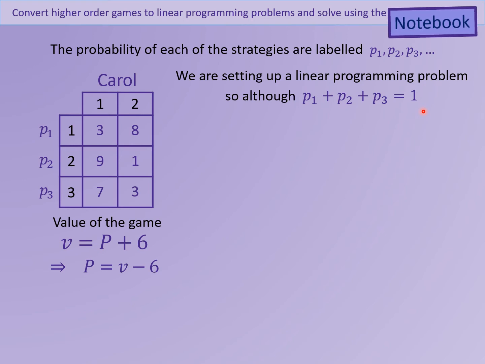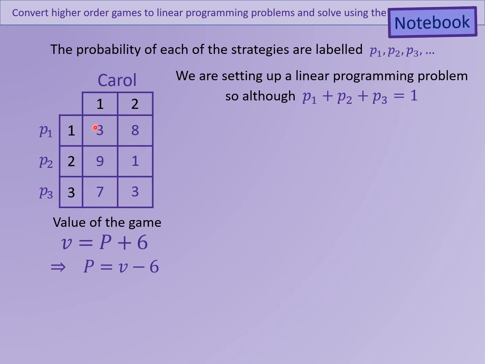Now, because we're setting up a linear problem, this needs to be one of our constraints. To be a constraint, as you remember from our linear programming problems, this must be an inequality, as opposed to an equation. Our constraints are always inequalities. Now, although it doesn't seem to make much sense, what we can do is say that P1 plus P2 plus P3 is always less than or equal to 1.